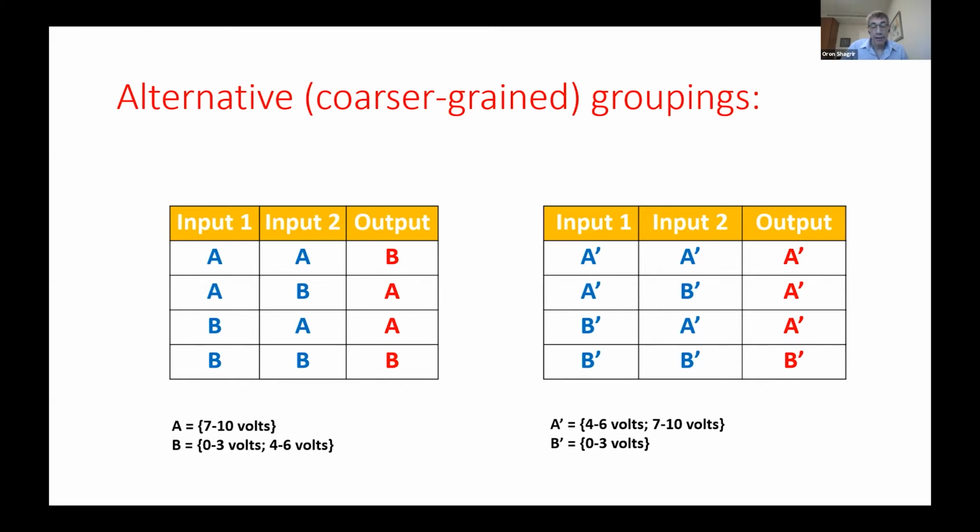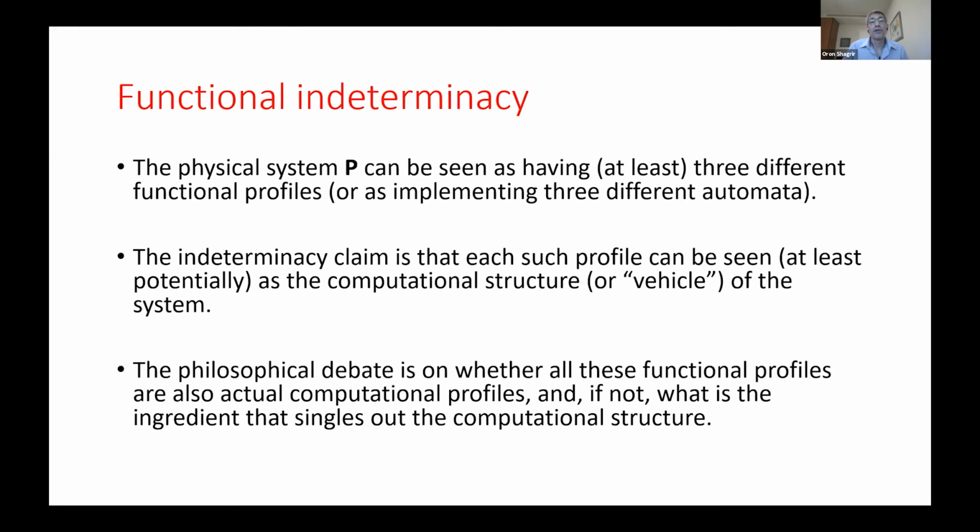So basically what we have now is three ways to have functional organization. And if we are talking in terms of implementation, we can see the system is implementing three different automata, or at least input-output functions. So this is what I can call functional indeterminacy.